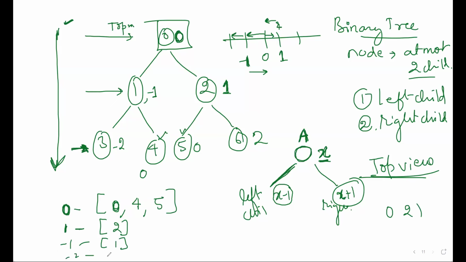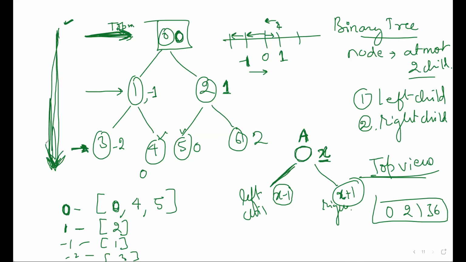Similarly, for minus 2, we have only one node, so 3 will be printed. Similarly, 6 will be printed. So that's how you'll print those nodes. If you have multiple nodes with the same horizontal distance, in that case you have to choose the one which is at a higher level. And how is level decided? The root is at the topmost level, and as we go down, the level decreases. You have to keep this in mind.